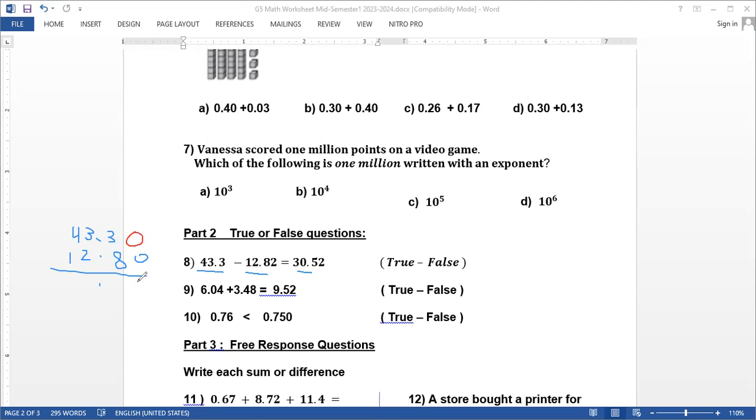Now 0 minus 0, 0. 0 minus 2 we cannot, so we take one from 3. It becomes 2. This becomes 10. 10 minus 2 equals 8. 2 minus 8 we cannot, we take 1, it becomes 12. This becomes 2. 12 minus 8 equals 4. 2 minus 2, 0. 4 minus 1 equals 3.